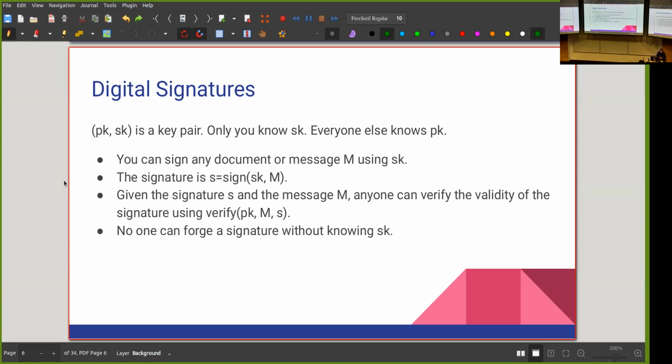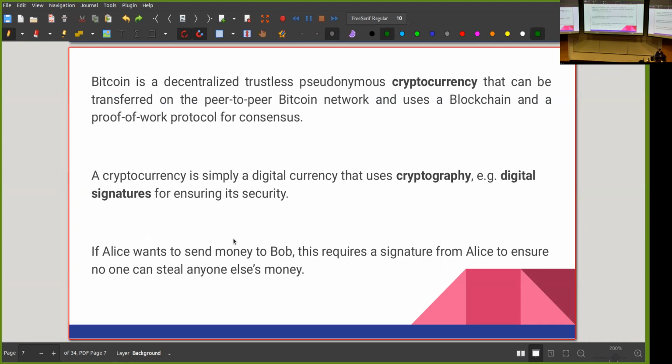So that's all I want you to know about digital signatures. This is all the background that you need in order to understand how Bitcoin works, which is the main topic here. And of course, I want no one else to be able to forge my signature, and I have that property as well. Okay. So now that we've defined cryptocurrency, I can already tell you how I use digital signatures.